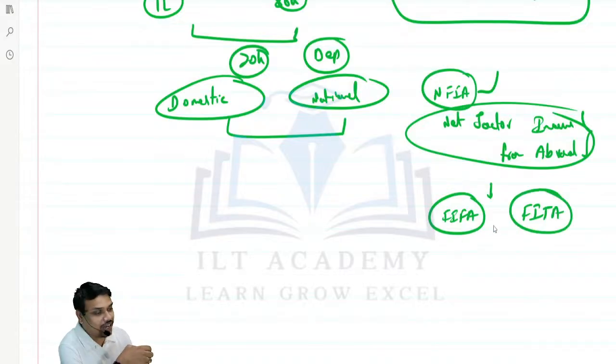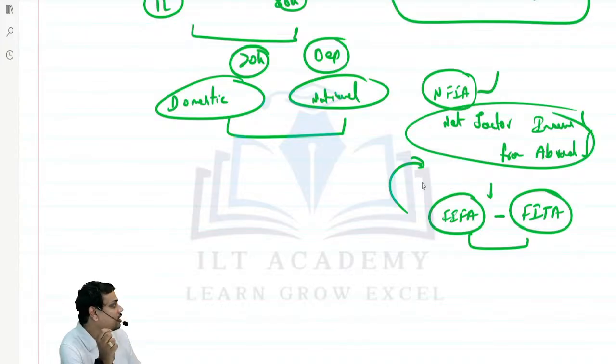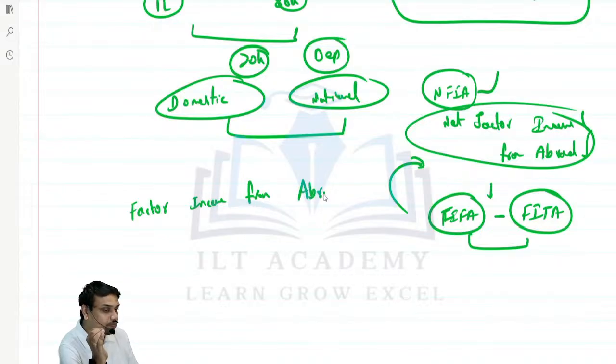राइट? फीफा माइनस फीटा विल गिव यू व्हाट? एन एफ आई ए. क्लियर? फीफा इज नथिंग बट व्हाट? FIFA minus FITA. Now what is FIFA and what is FITA? FIFA is nothing but factor income from abroad. FIFA is nothing but what? Factor income from abroad. FITA क्या है?